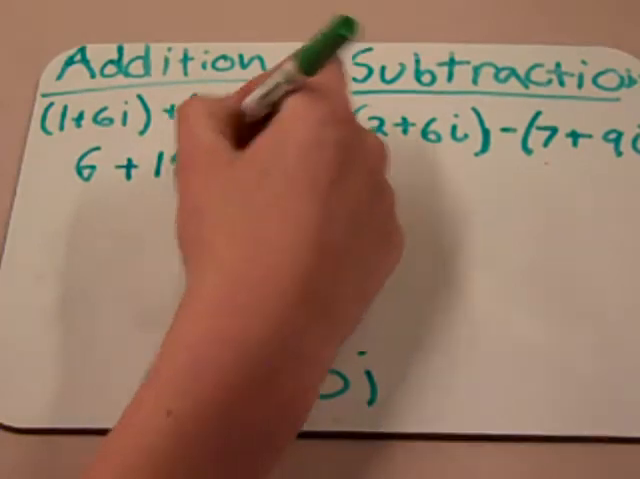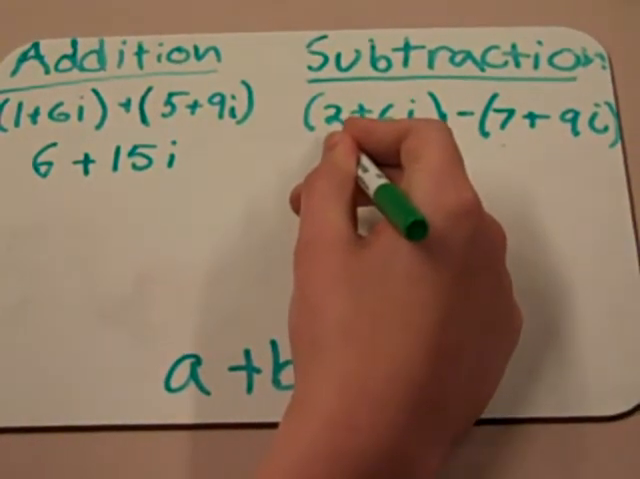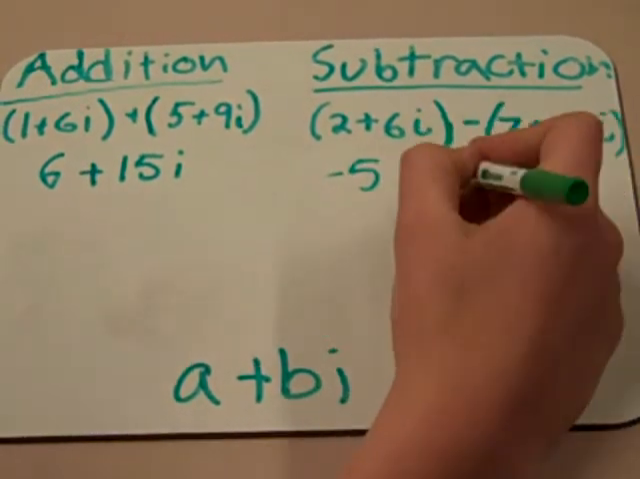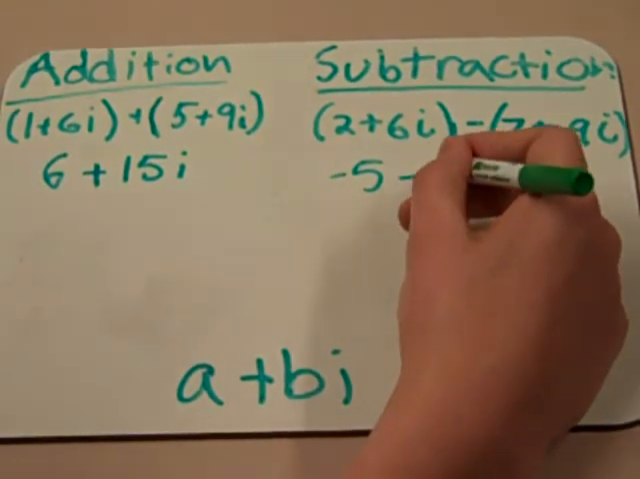In subtraction, you do the same thing, but instead of adding them, you subtract them. So you take the real numbers 2 and 7, and 2 minus 7 equals -5. The imaginary terms 6i and 9i, when subtracted, will equal -3i.